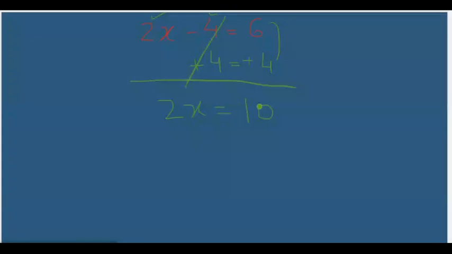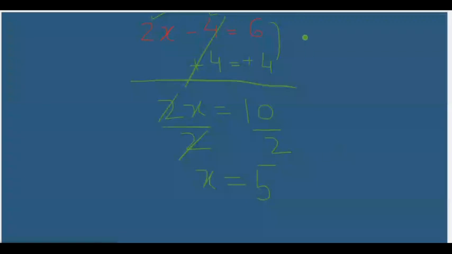The last step is division. 2 is multiplying with the variable x. So if you want to eliminate this 2, we need to divide by 2 on both sides of the equation. So 2 will be eliminated. 2 divided by 2 equal to 1. So x is left here, and 10 divided by 2, which is equal to 5. Now we have an answer here, 5.